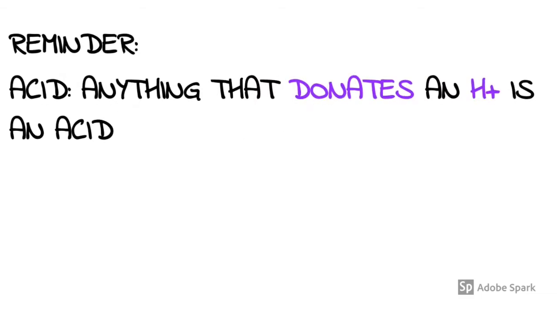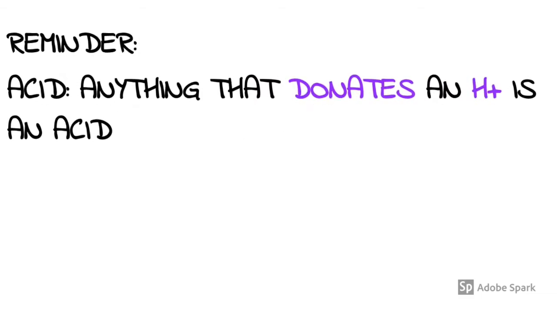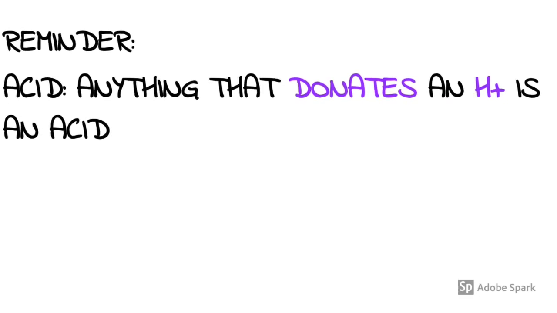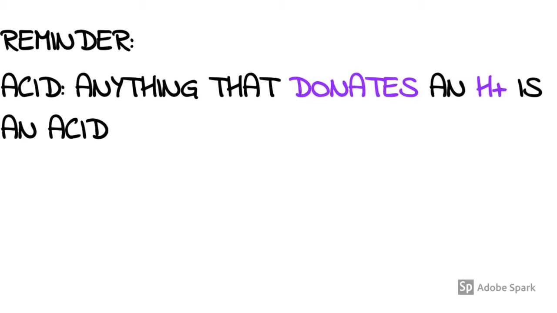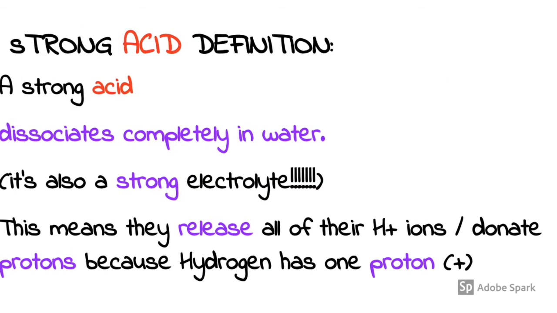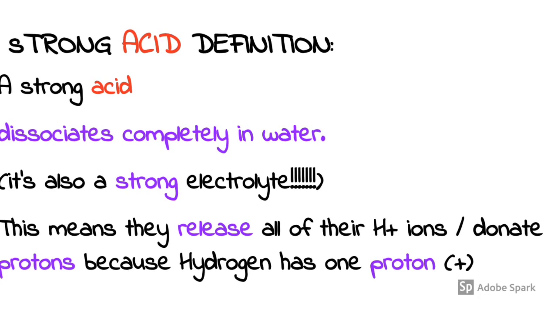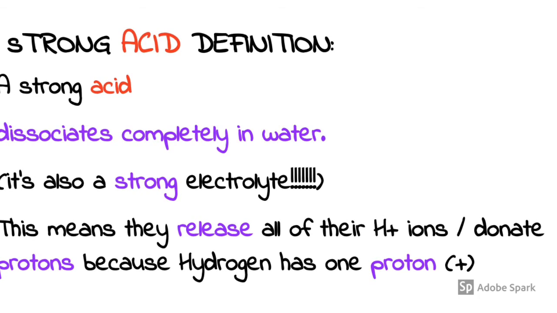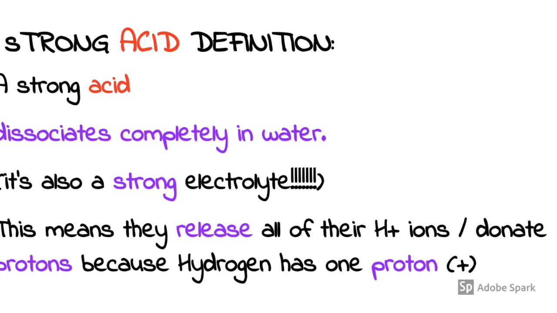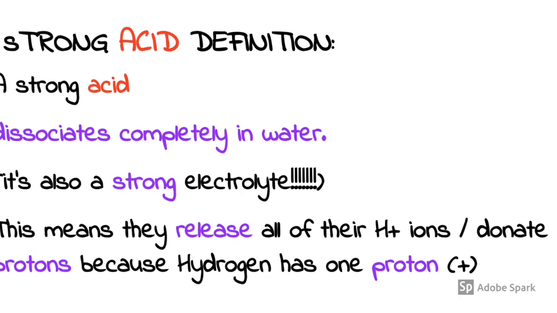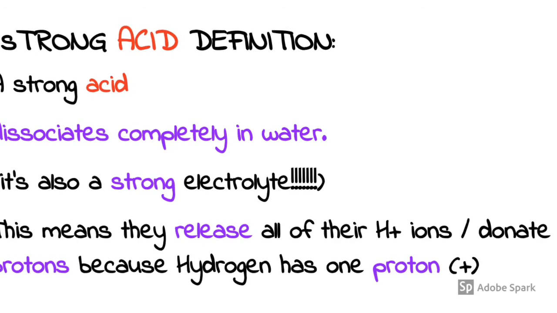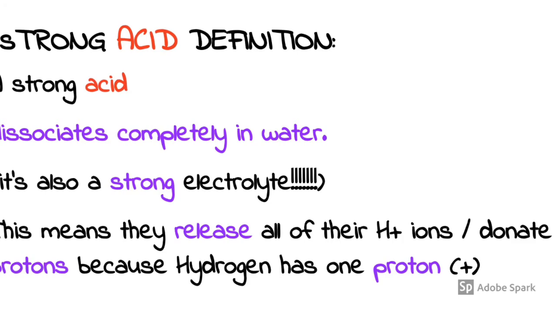Helpful reminder, an acid, anything that donates an H+ is an acid, so anything that donates a hydrogen ion is an acid. What makes something a strong acid? A strong acid dissociates completely in water. This also makes it a strong electrolyte. This means they release all of their hydrogen ions. They donate protons because hydrogen has one proton.